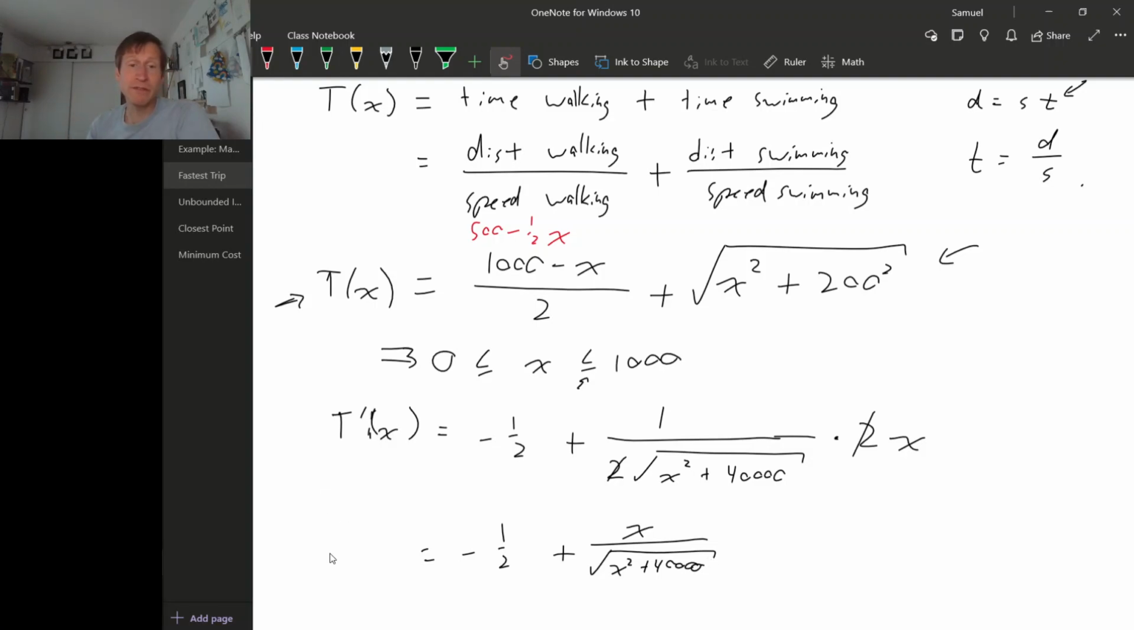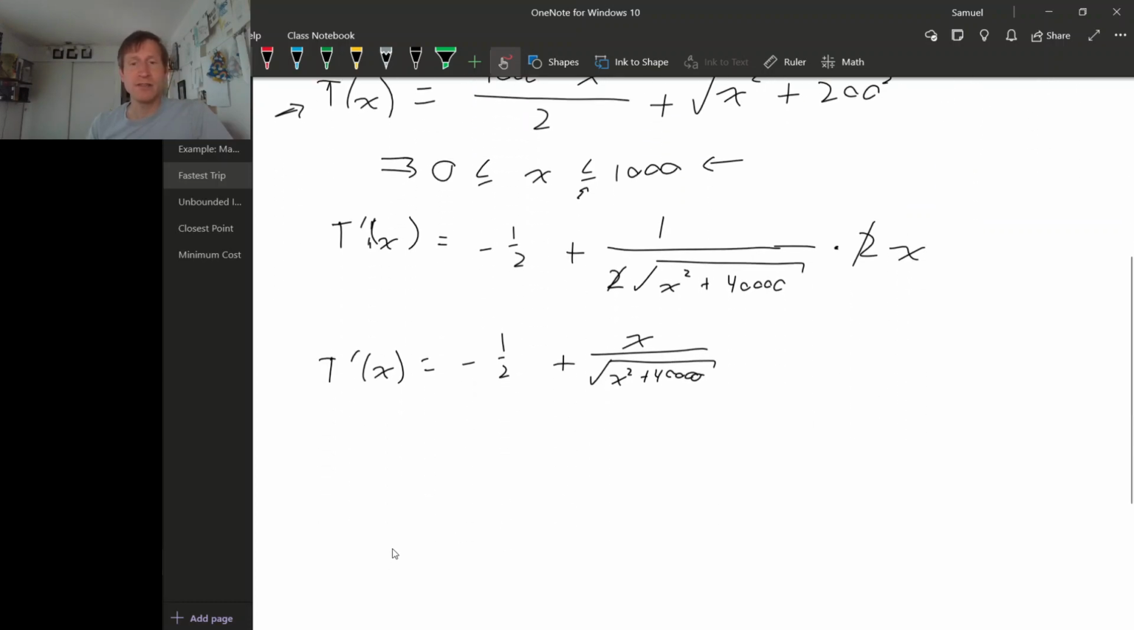There we go. All right. Well, this derivative function is defined for every real number. We might be worried about dividing by 0, but this denominator is never 0. So this derivative function is defined for every real number x. In particular, it's defined for every x value in this interval that we care about. So there aren't any critical values coming from the derivative being undefined. So we just need to know where the derivative is equal to 0. So let's set it equal to 0.